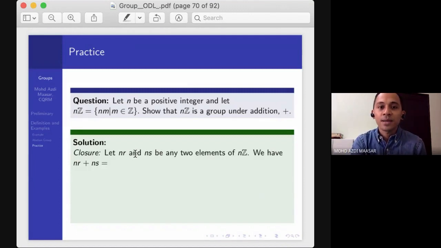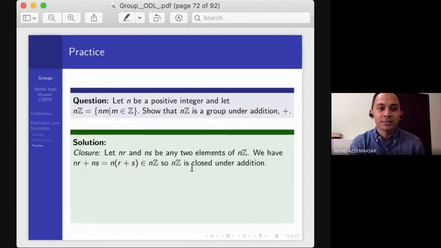We have nr plus ns equals n of r plus s. Now we see that the result is n multiplied with the sum of r and s. Since r plus s is always an integer and n remains a positive integer, we conclude that this is in fact in the set nℤ. So we conclude that nℤ is closed under addition.